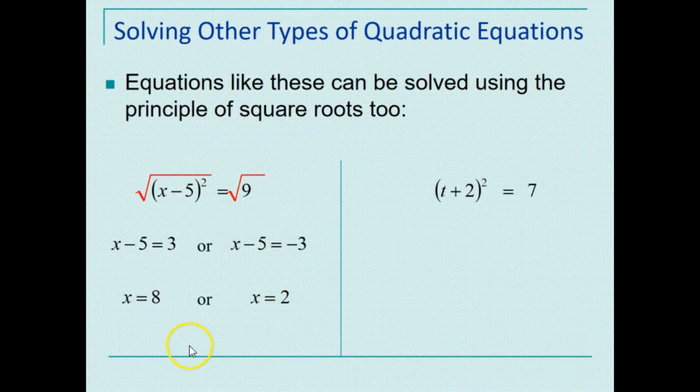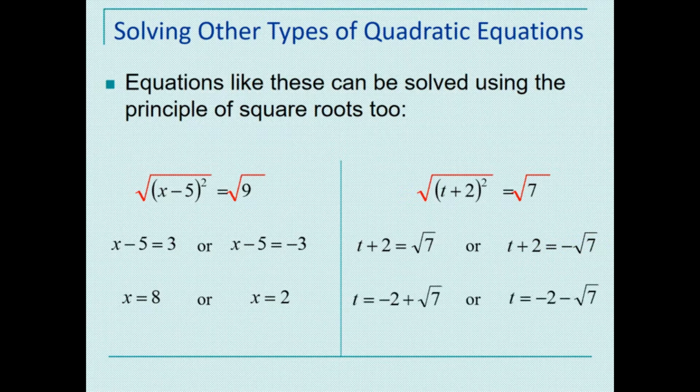Likewise, we'll use the principle of square roots on this other equation, taking the square root of each side. The square root of something squared is that quantity. It is equal to the positive square root of 7, or the opposite, a negative square root of 7. Again, solving for the variable, we'll subtract 2 from each side, which gives us the following solutions. t is equal to negative 2 plus square root of 7, or t is equal to negative 2 minus square root of 7.